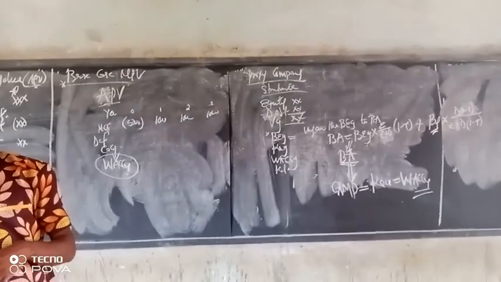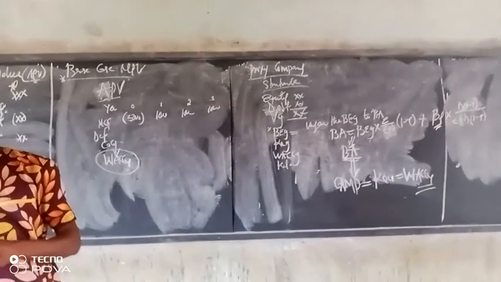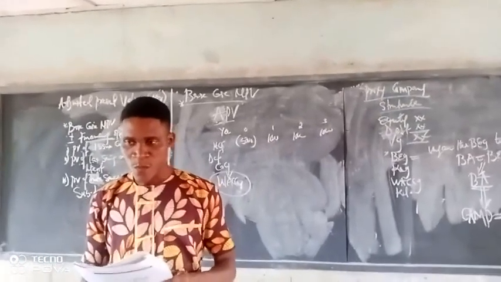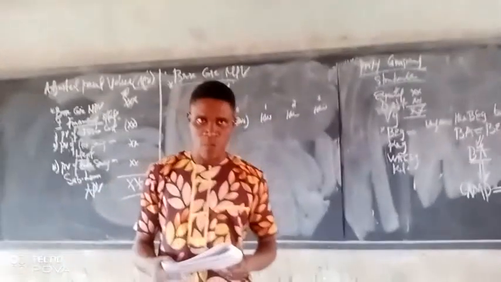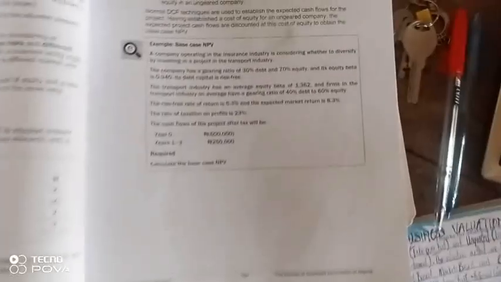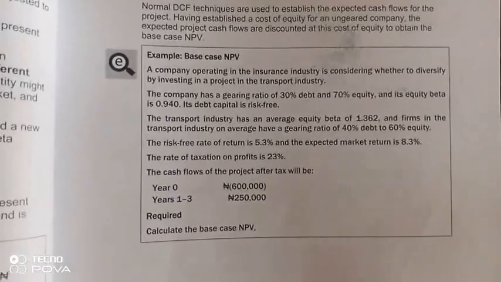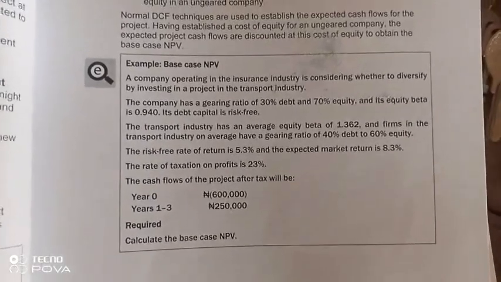So I've explained almost every type of base case now. Let's try to practicalize and compute our base case APV. Let's get the question. Okay, base case APV example, page 445.